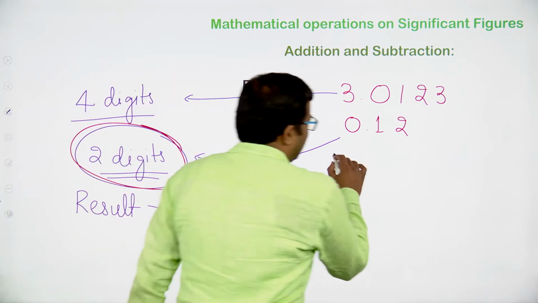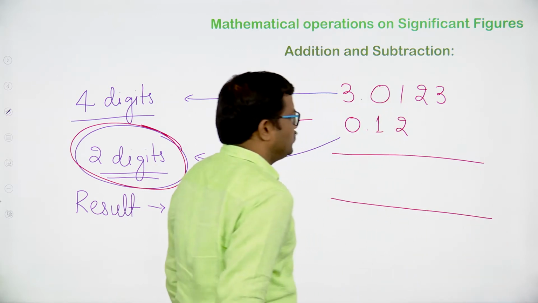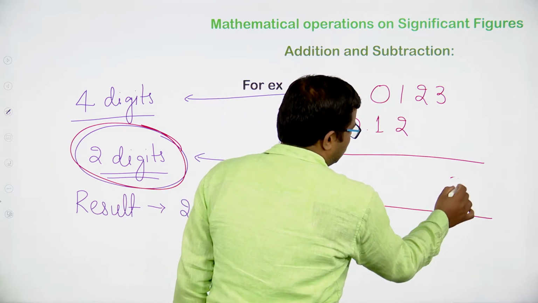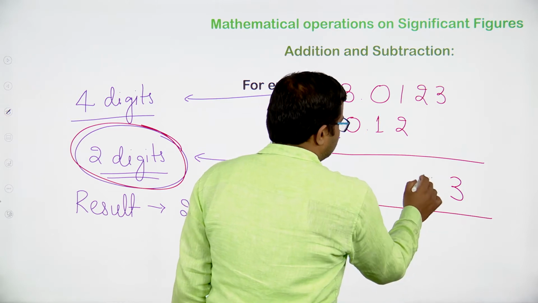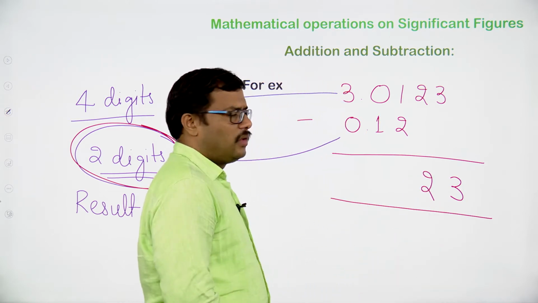Right. Let us carry out the subtraction process. So it will be automatically 0. So 3, 0, 0, 2 minus 0 is 2, 1.